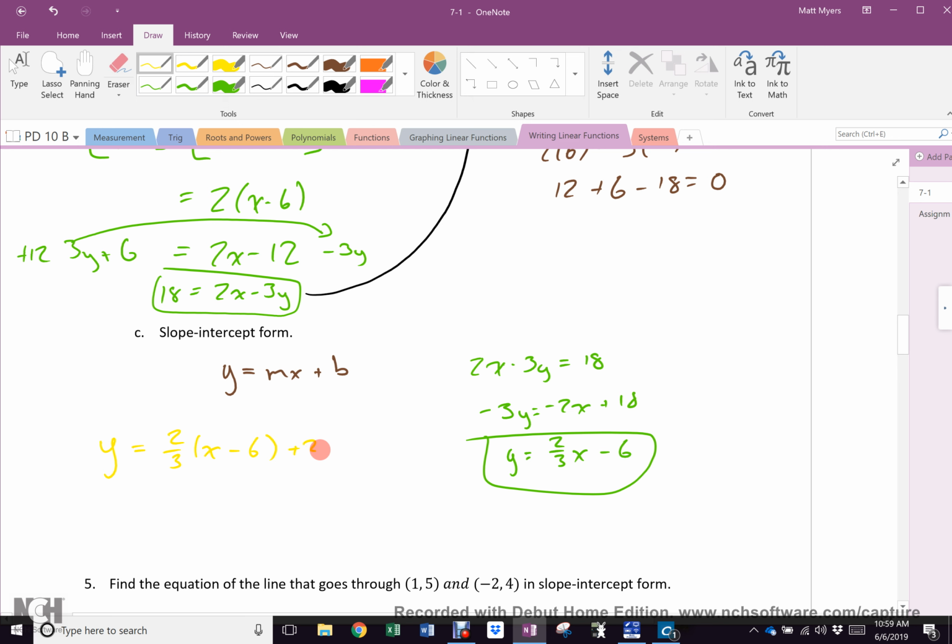Right? Because 2/3 x, 6 times 2/3 is 12/3, which is 4, isn't it? So we'd be in business. Oh, sorry, this was minus 2, wasn't it? Once we moved it over. Negative 4 minus 2 is negative 6.